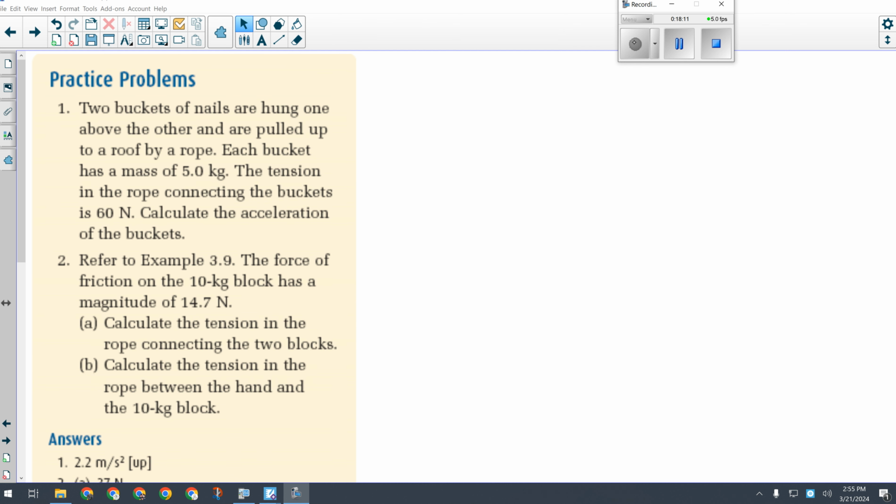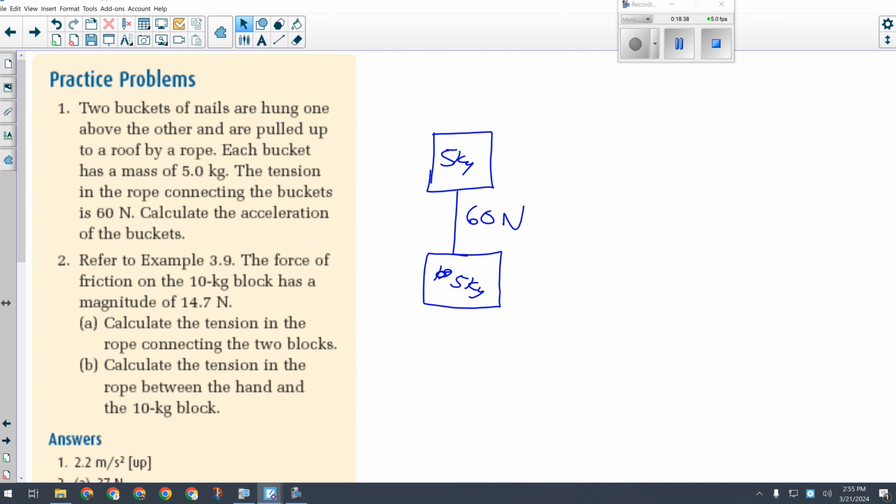So, with this question, we've got this situation here. We've got 2 buckets of nails. The buckets of nails are the same mass. They're both 5 kilograms. And it tells me that the tension in the rope connecting the 2 buckets is 60 newtons. Everybody all right with that? Okay. What other forces are in that system?